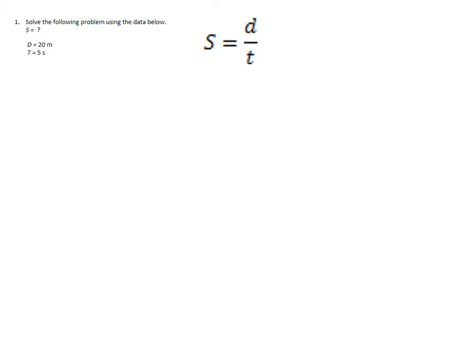Okay, so in problem number 1, it says solve the following problem using the data below. Now notice that we've already got the equation. Speed is equal to distance divided by time. And within the problem, they've given you some data. They've said the distance is equal to 20 meters and time is equal to 5 seconds.